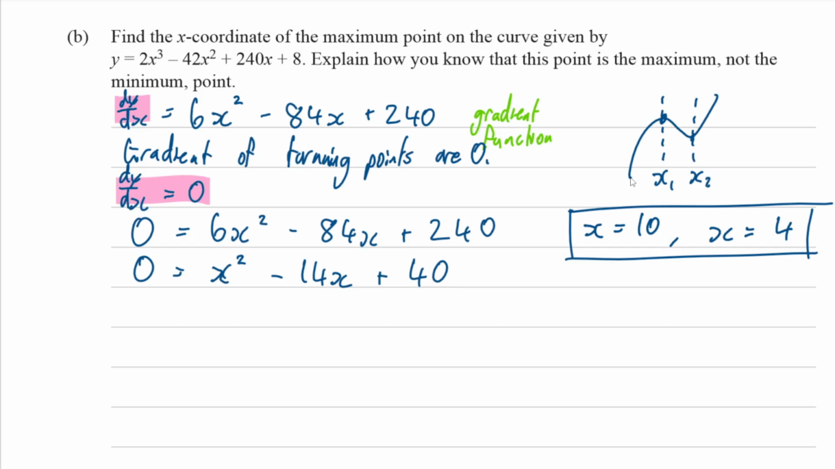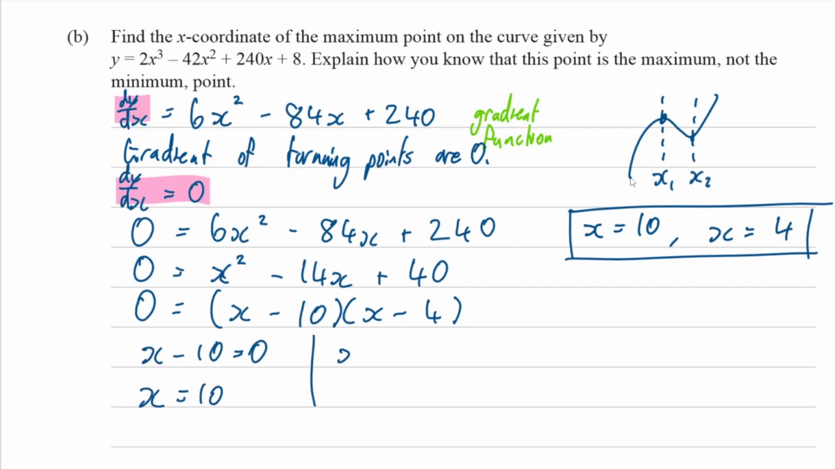I'm now factorizing two numbers that multiply to positive 40 and add to negative 14. What's that? Negative 10 and negative 4. Well, we should know, we just solved it before. Right, so they multiply to give positive 40, they add to give negative 14. And then solving this, either x minus 10 equals 0, which means x equals 10, or x minus 4 equals 0, which means x equals positive 4.